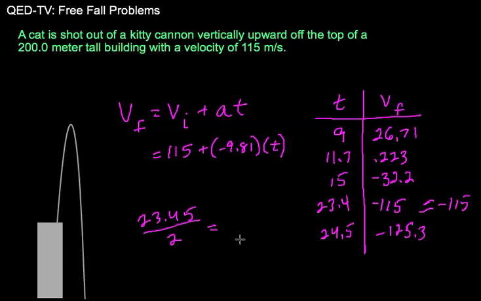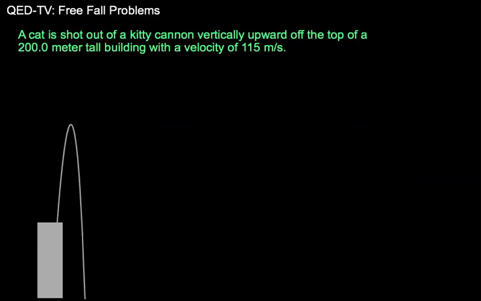Okay, so that's how we figure out our final velocity, or our instantaneous velocity at various times along our trajectory. Good. All right, let's do another one.